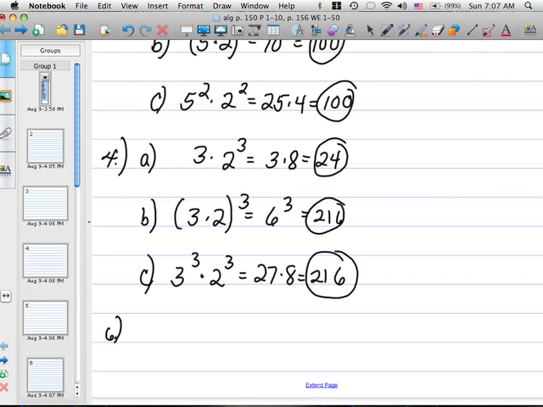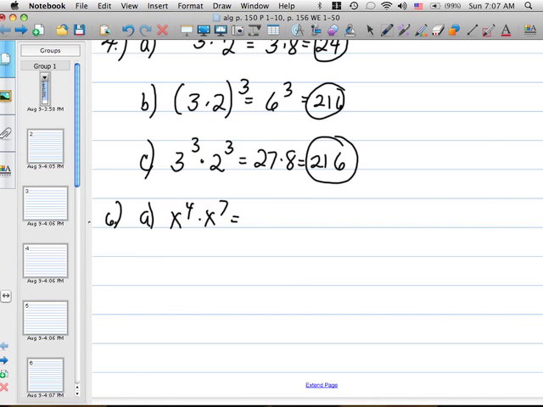Number 6, we have A, which is x to the 4th times x to the 7th. Since we're multiplying powers, the rule is to add the exponents. So 4 plus 7 makes x to the 11th.